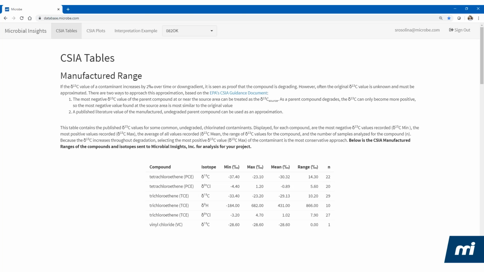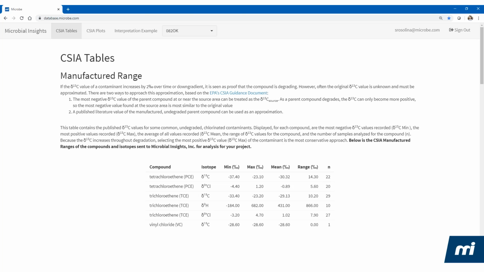And I'm not going to get into too much detail, but this is very important if you're doing a first-time analysis, you don't have any previous CSIA data to compare to, and you want to prove that a contaminant is degrading. You can compare your data value that came back in the report to literature values of manufactured ranges to see if it's increased. If it's increased compared to the manufactured range, then you have direct proof that a contaminant is degrading.